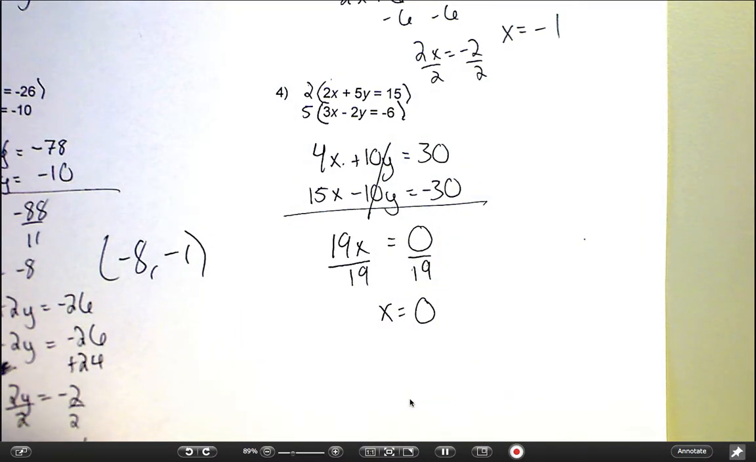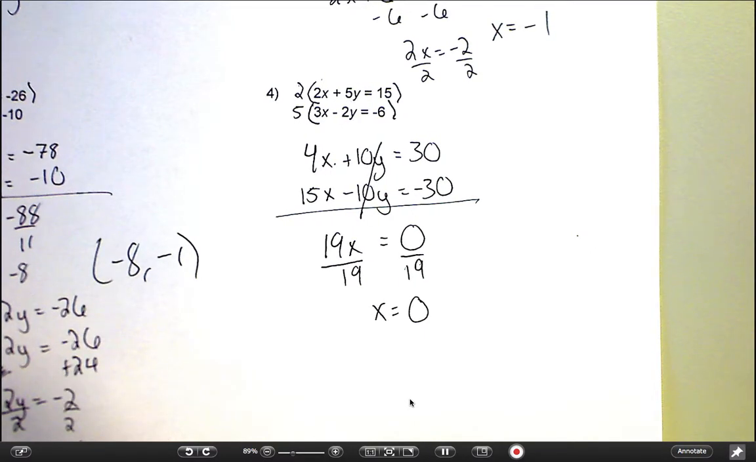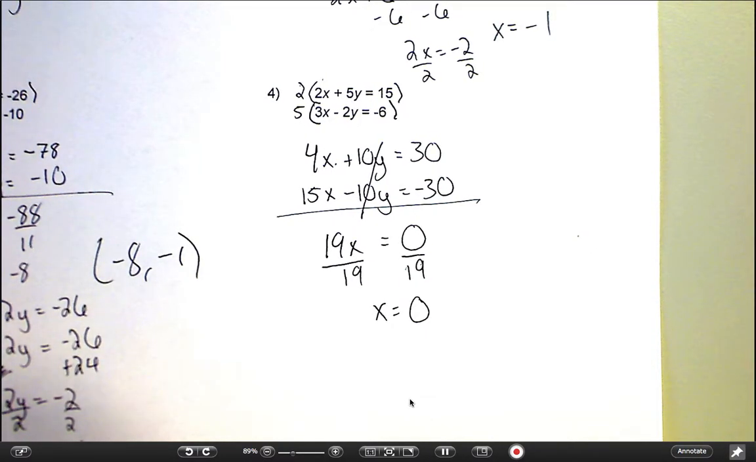And I always get the question the first time we get a 0 for a variable, is that okay? And it is. 0 is just like any other number. It's on our number line, it's on our graph, it's a possible answer that we could have for each of our variables, so that's just fine.